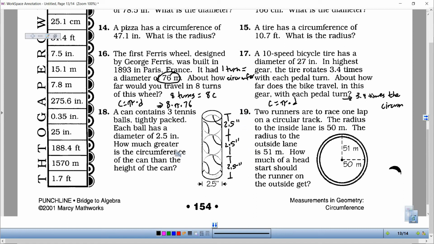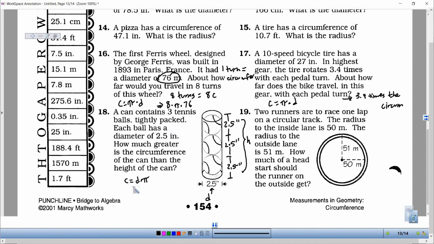All right. How much greater is the circumference than the height of the can? Well, there's the height of the can, right? Right there. That's our height, h, okay? The circumference is going to be the diameter times pi. Well, what's the diameter? That's the diameter. All right, so the diameter is 2.5. How much greater is the circumference of the can than the height of the can?